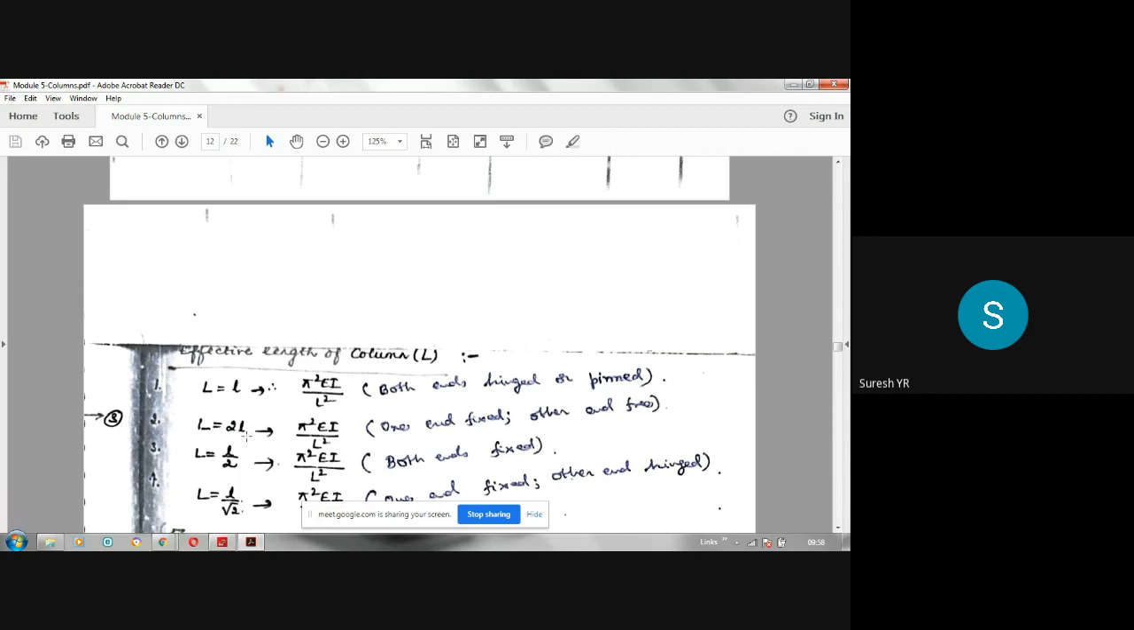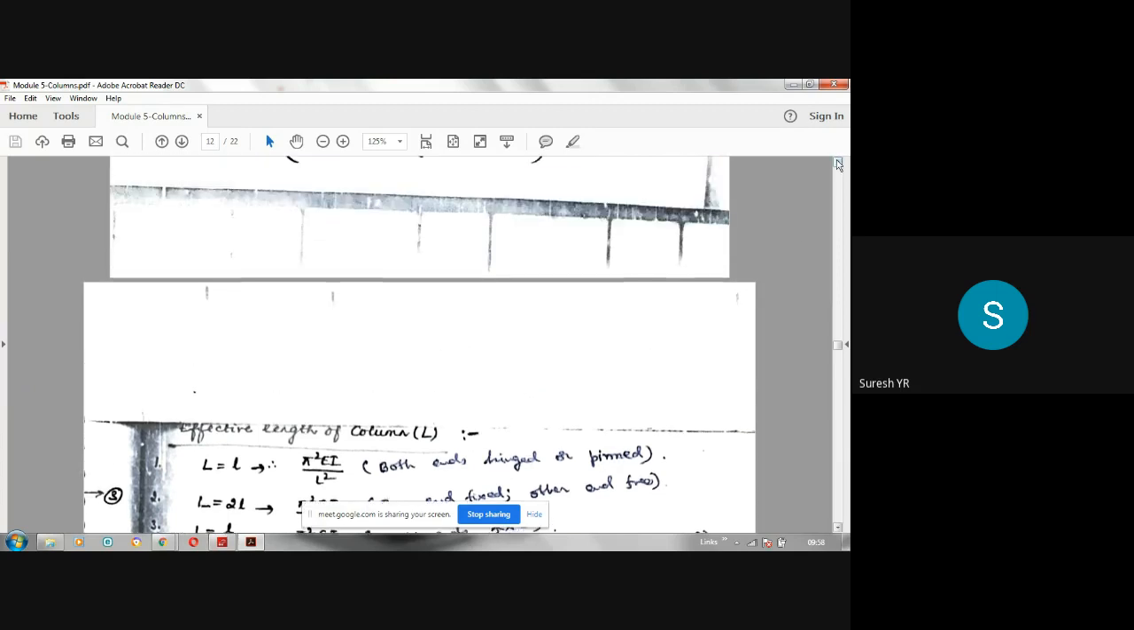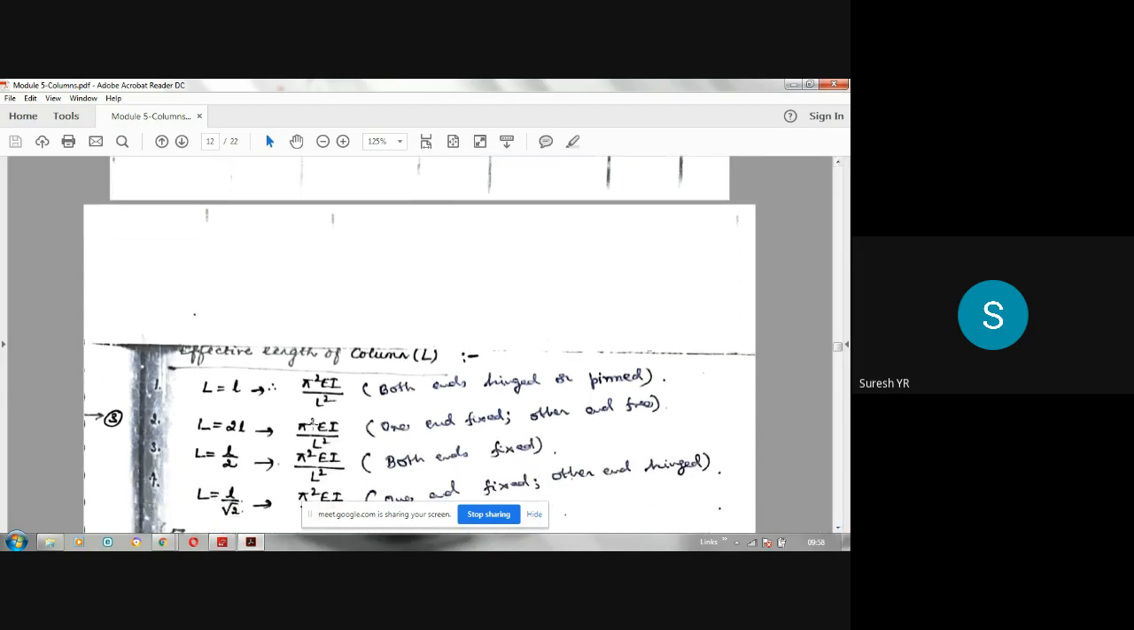So what I mean to say here is, in the case of one end fixed and other end free, your effective length of the column will be equal to 2 times the actual length of the column. So that we have to calculate and substitute in this formula only. So instead of substituting in pi square EI by 4 into small l square, you can substitute in pi square EI divided by capital L square by taking capital L is equal to 2 into small l. Okay, that's all. So you should remember these three cases.